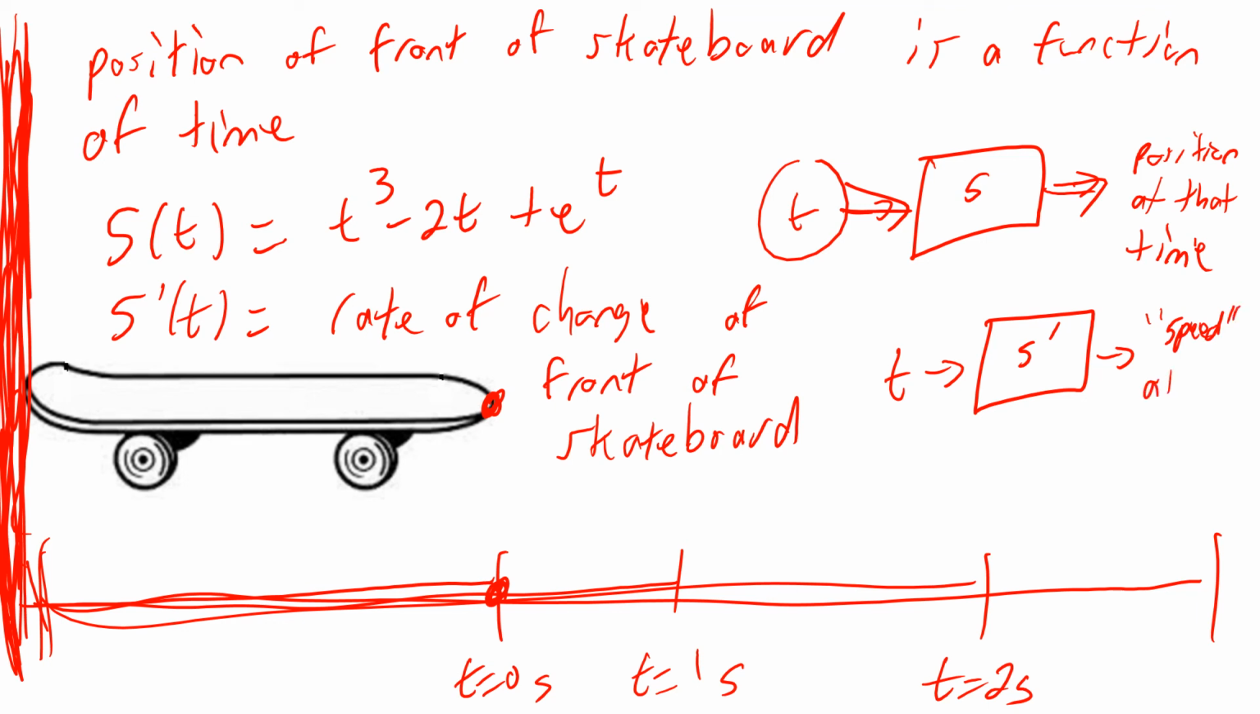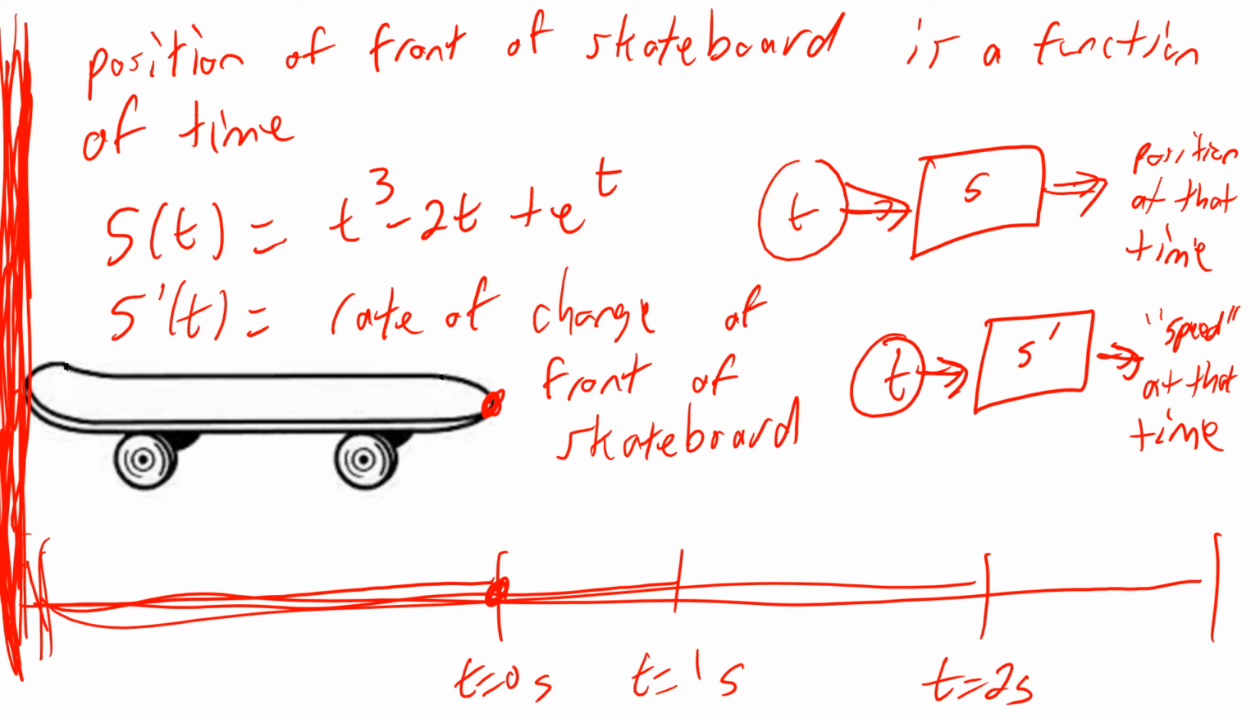at that time. If you just kick a skateboard and let it go down the street, its speed will change: it'll slow down, eventually stop, that kind of thing. So when you ask what's the speed of the skateboard, I'm going to ask, well, at what time are you talking about? If you plug a time into the derivative, then the output will give you the speed at that time. That's the important thing.